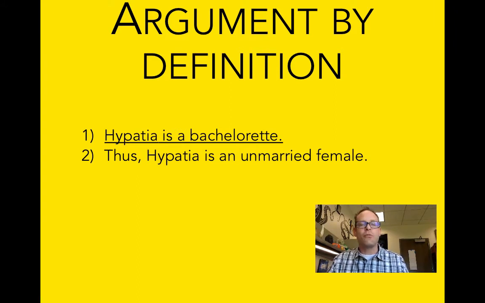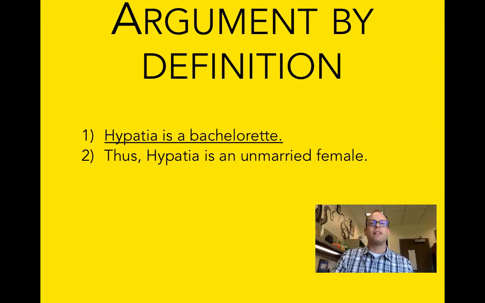Unfortunately, we don't have any of her remaining works, but philosophers know her. Most of them do anyway. Hypatia never married. And so she, being an unmarried female, would constitute being a bachelorette. This is just what we mean by the term bachelorette, right? So if premise 1 is Hypatia is a bachelorette, then the conclusion is, thus Hypatia is an unmarried female.